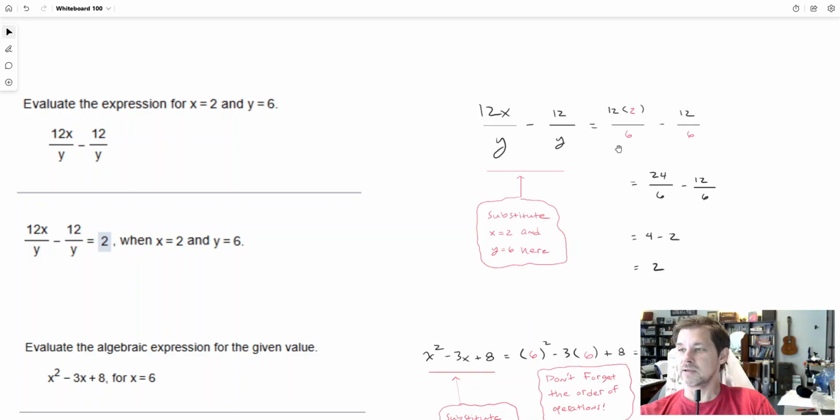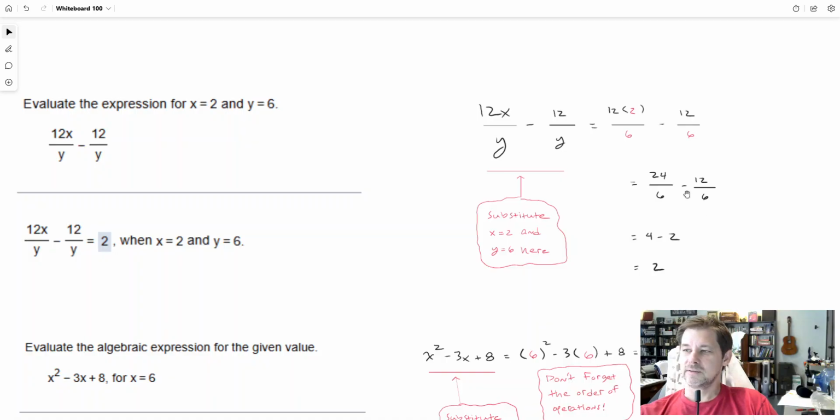Now, what order of operations should I follow? Well, I need to figure out what this top part of the fraction is first. 12 times 2, that's 24. And then what do I have left? I have 24 divided by 6, subtract 12 divided by 6. Do you subtract?